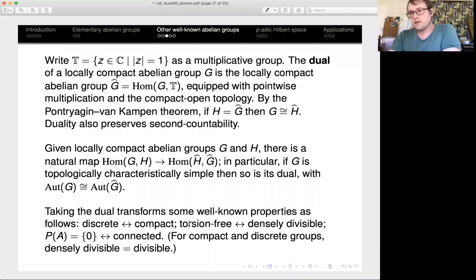Various properties, we know how they behave under duality. So discrete corresponds to compact on the other side. Torsion-free corresponds to densely divisible, so sort of a dense set of divisible elements. And trivial periodic part corresponds to connected. And I'll just say that for compact and discrete groups, being densely divisible is the same as being divisible.